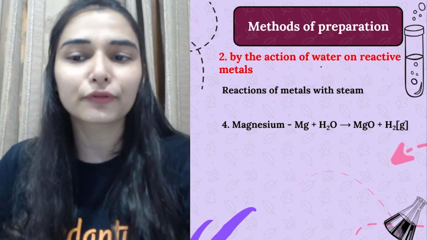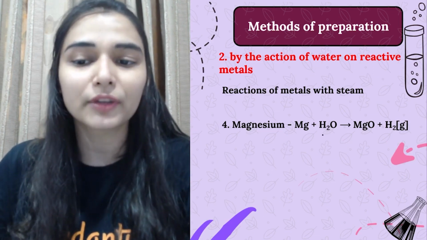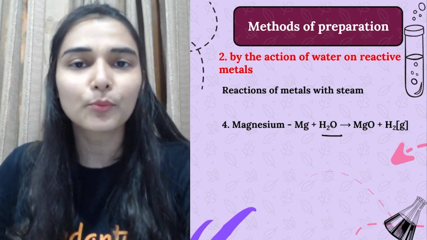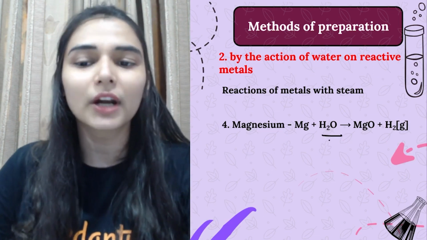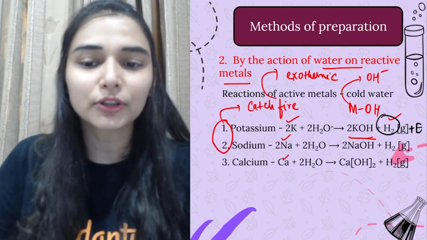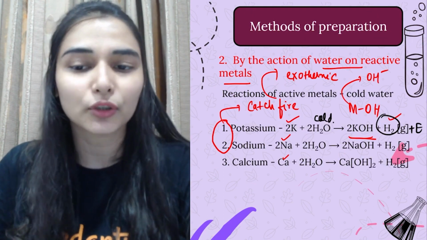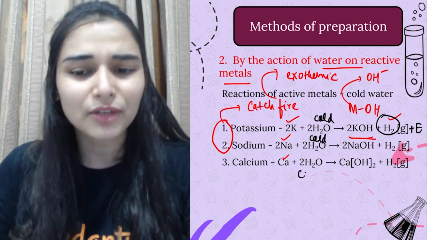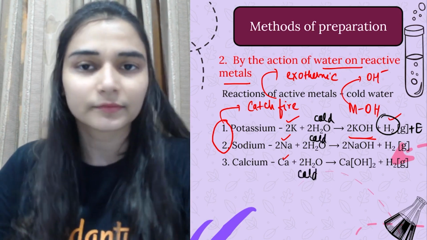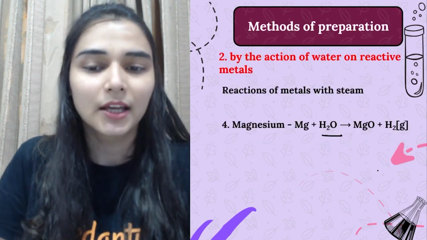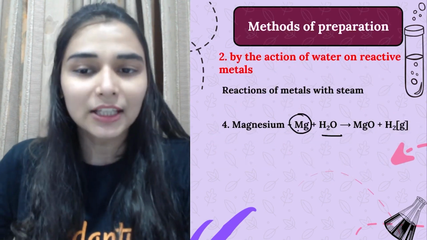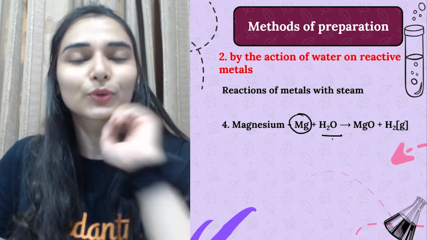The third method for preparation is the reaction of the metals with the steam. There are some moderately reactive metals, they do not react with cold water. Here, what was happening: potassium will react with cold water, calcium will also react with cold water, and they are giving you base. But if you take magnesium, then it won't be reacting with cold water.